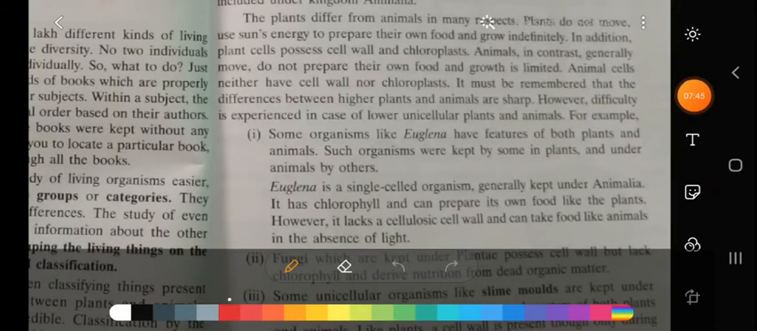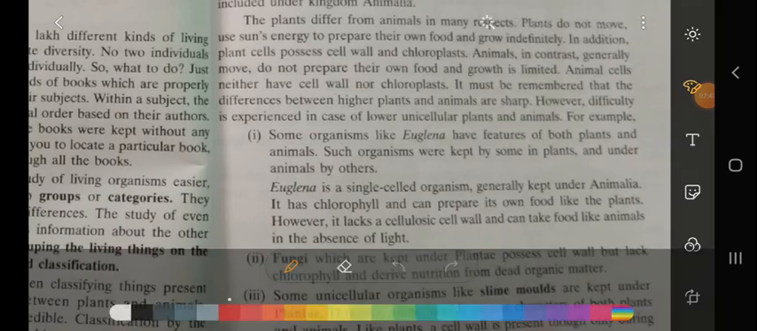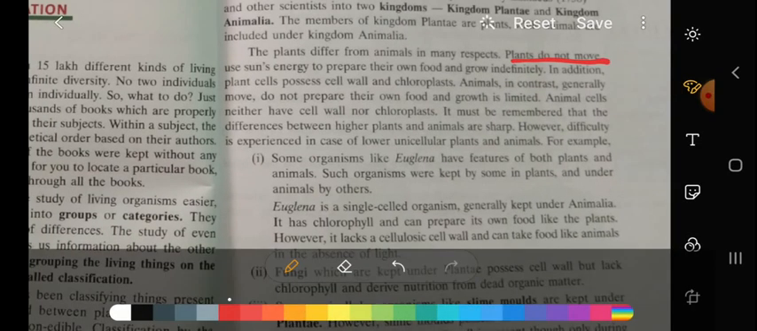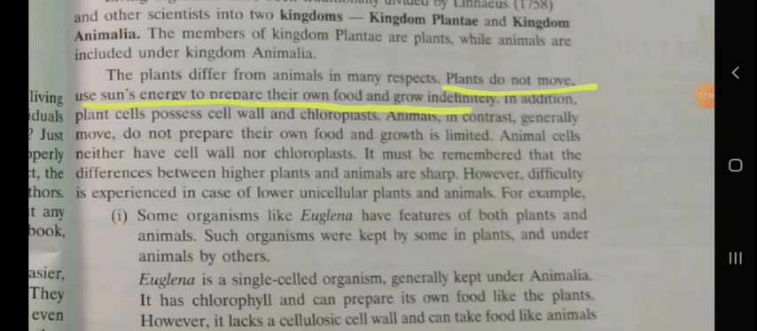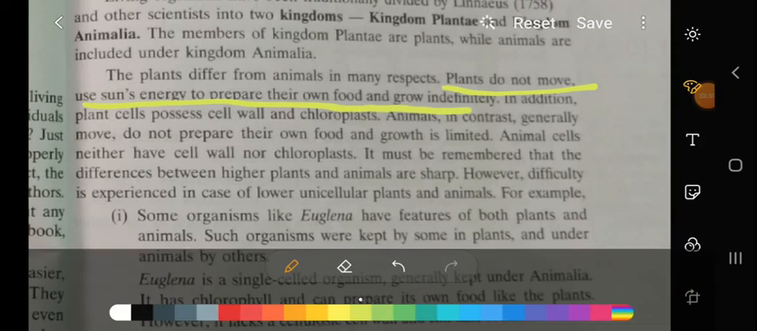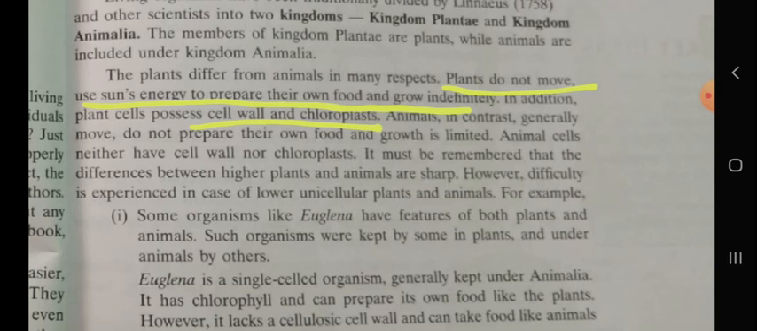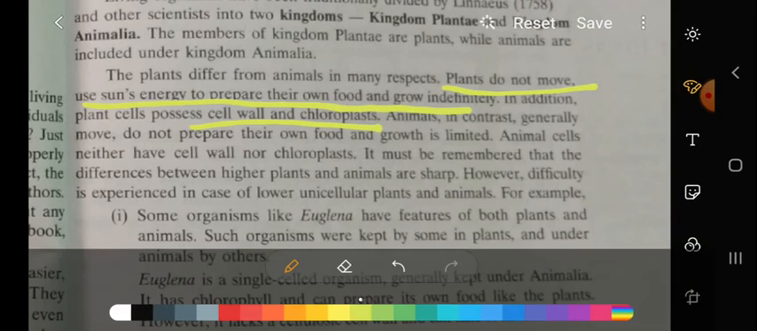When you will be asked, you will write plants do not move. Plants do not move, they use sun's energy, and plant cells possess cell wall and chloroplast. Very important. Animals, in contrast, generally neither have cell wall, nor chloroplasts. It must be remembered that the difference between higher plants and animals are sharp. However, difficulty is experienced in case of lower unicellular plants and animals.